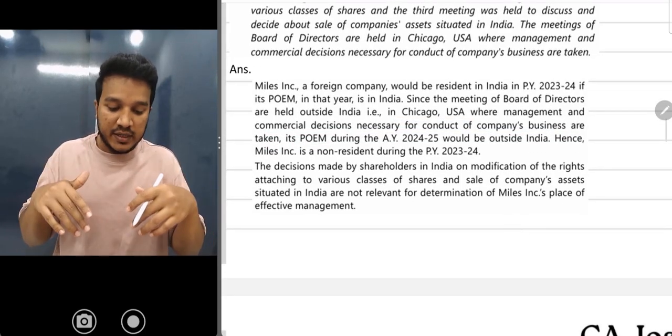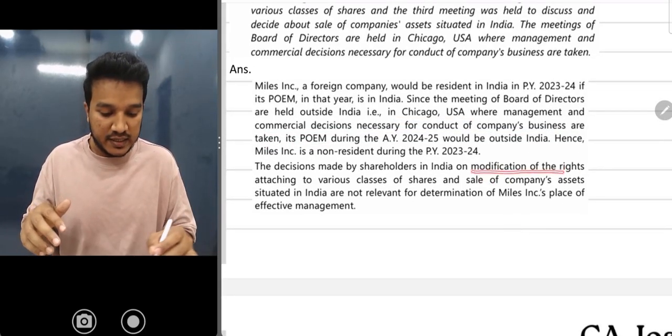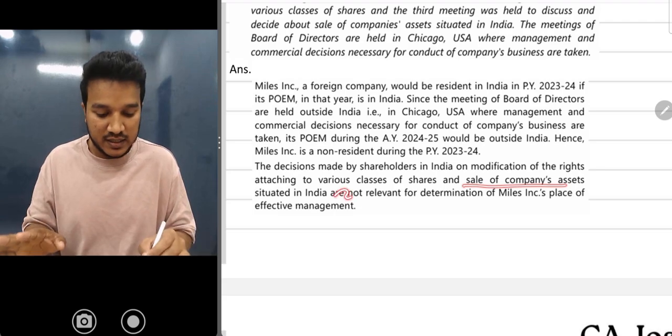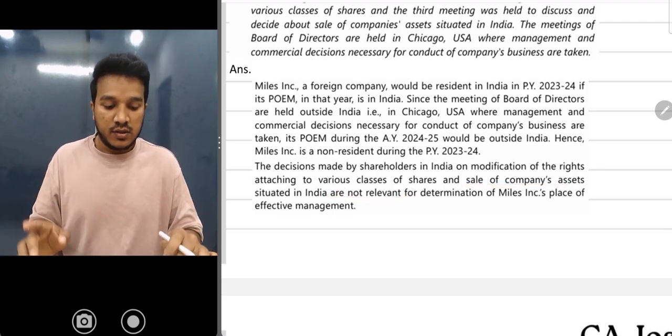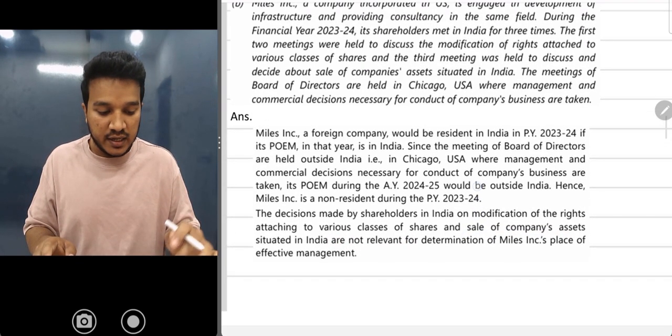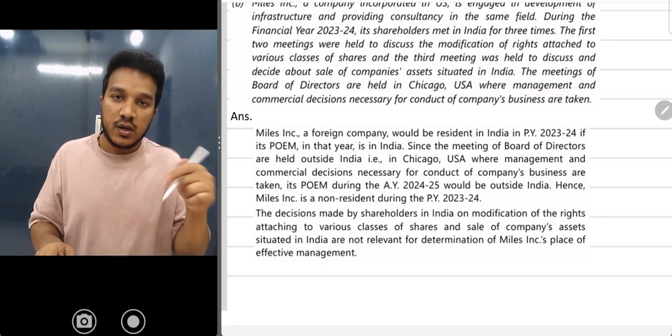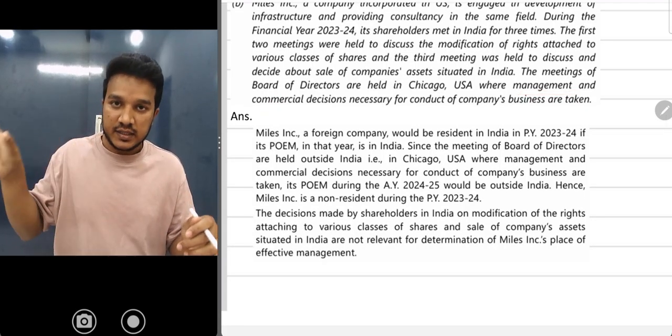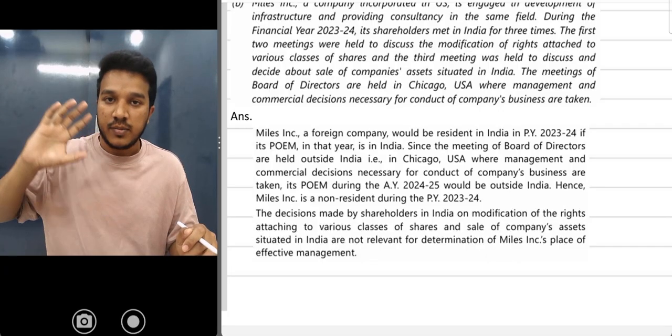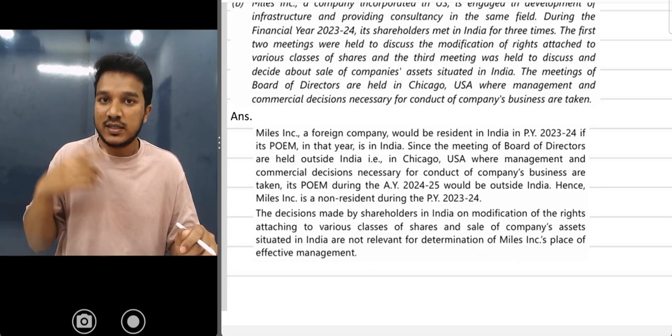So whatever meetings were held in India for modification of rights or sale of company's assets, that is not relevant. Okay, you should see where the meetings are held for management and commercial decisions. Here in this case the meetings are held in Chicago, so POEM is in Chicago, that is outside of India.